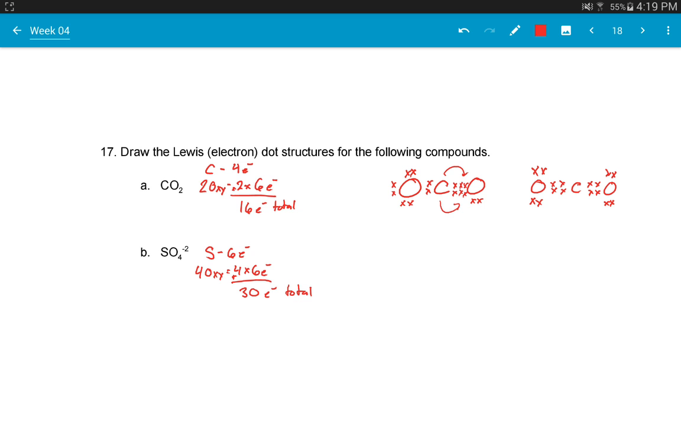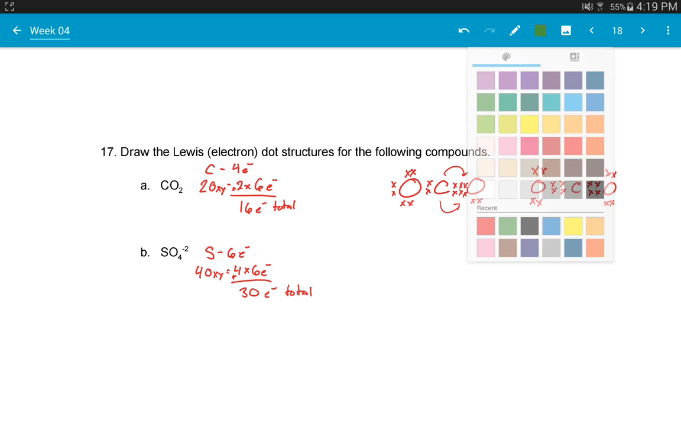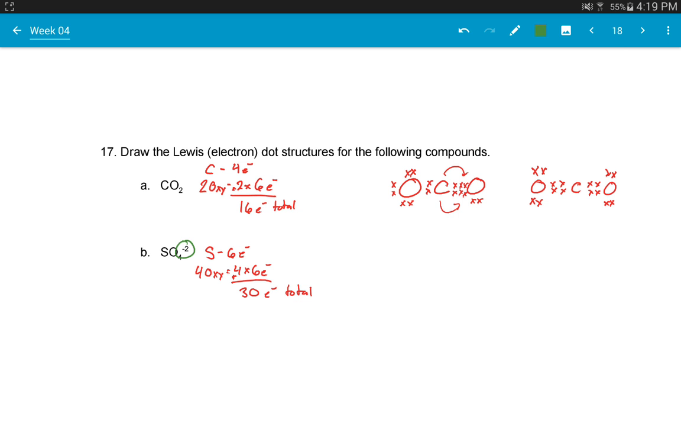But there are other electrons that we need to consider in this problem. They're the electrons that were stolen. In this case, we stole 2 electrons. And those 2 electrons add into our total that we have to work with.